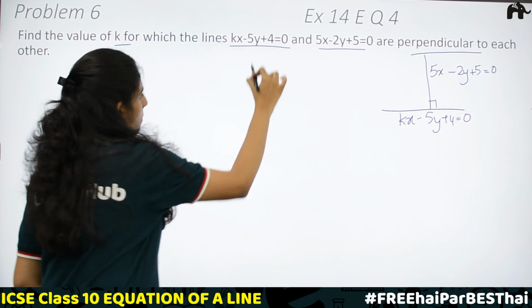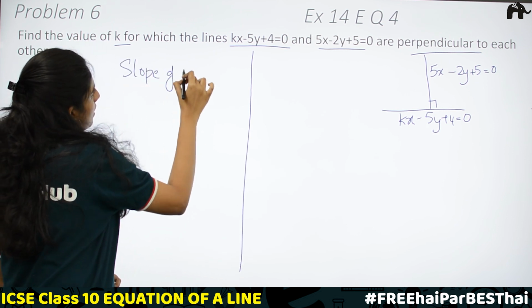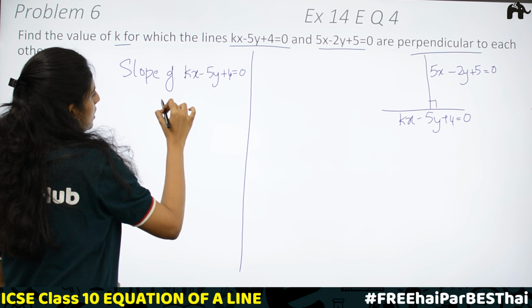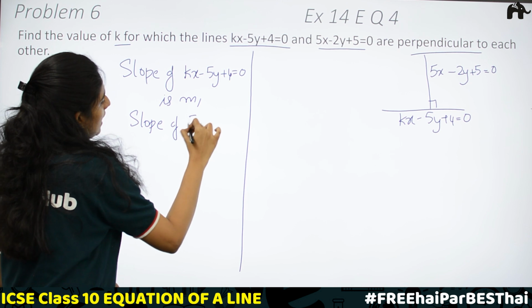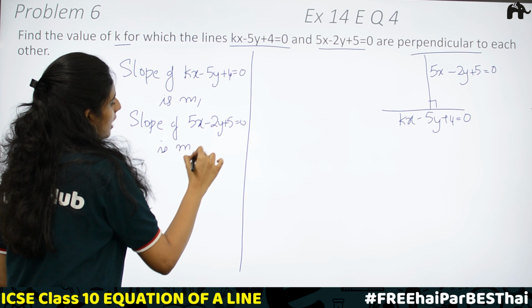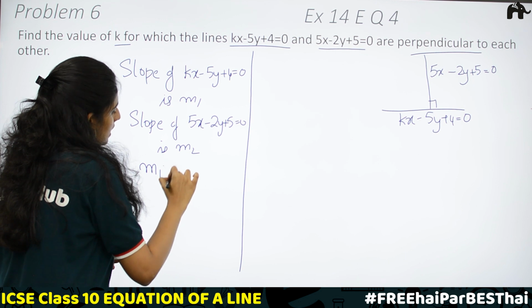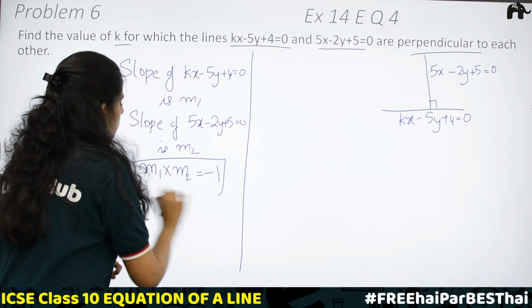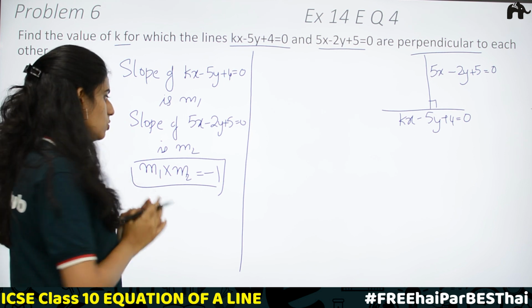Let us take the slope of the first line, kx minus 5y plus 4 is equal to 0, as m1, and the slope of the second line, 5x minus 2y plus 5 is equal to 0, as m2. So when two lines are perpendicular, we know that the slope of the first line into the slope of the second line will be equal to minus 1. That is, m1 into m2 will be equal to minus 1. First, let's find what m1 and m2 are.